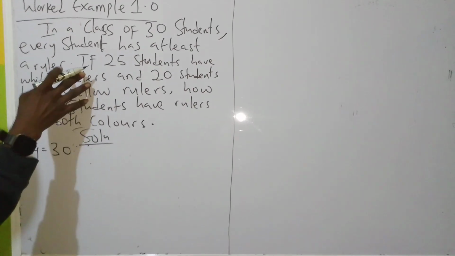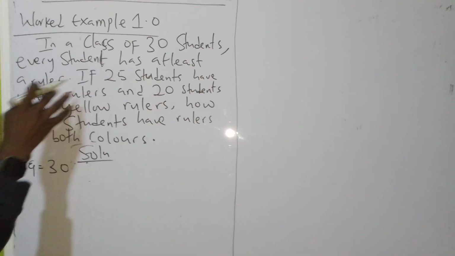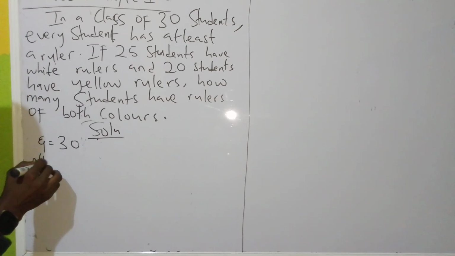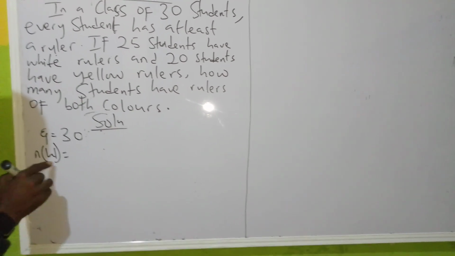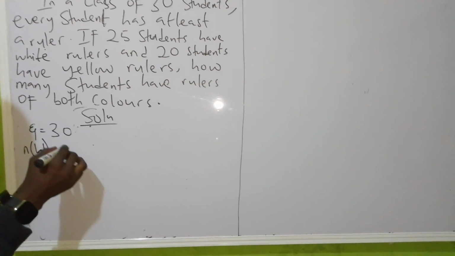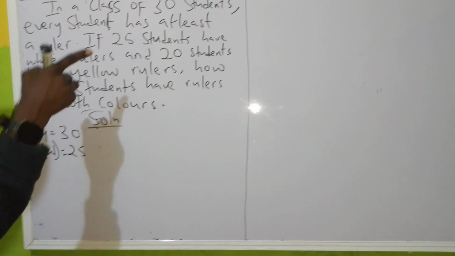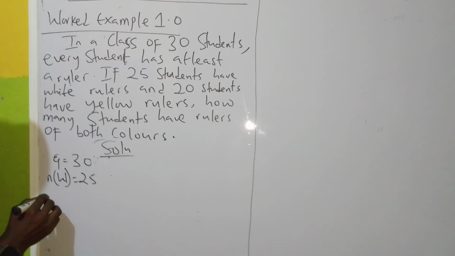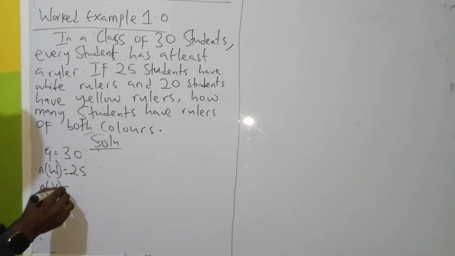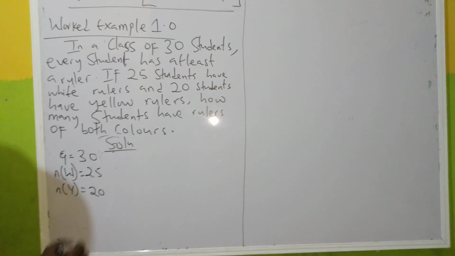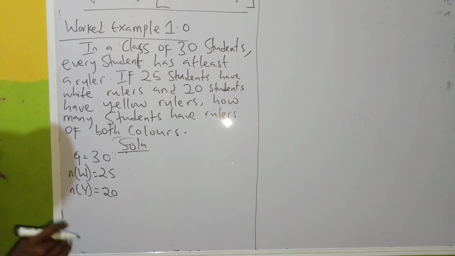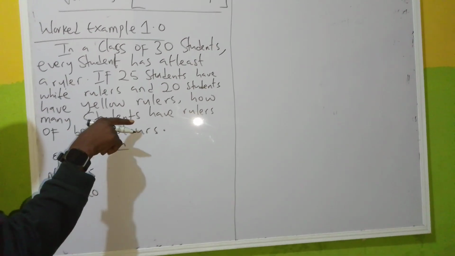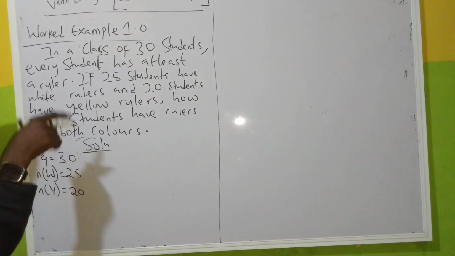Every student has at least a ruler. That's not the issue. If 25 students have white ruler, the number of those who have white ruler, how many are they? They said they are 25. What else again? 20 students have yellow ruler. The number of students that have yellow ruler is 20. You list everything out. That's the simplest way to solve it. How many students have rulers of both?